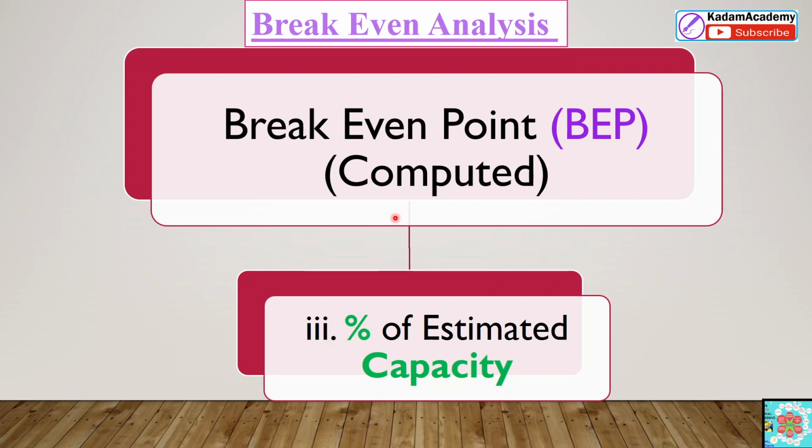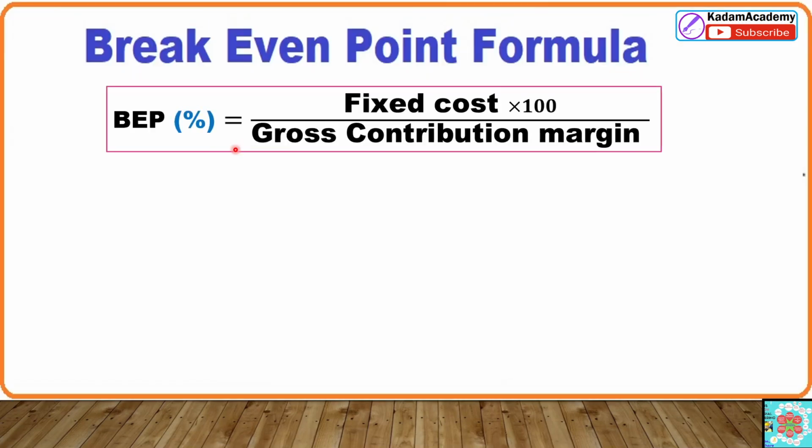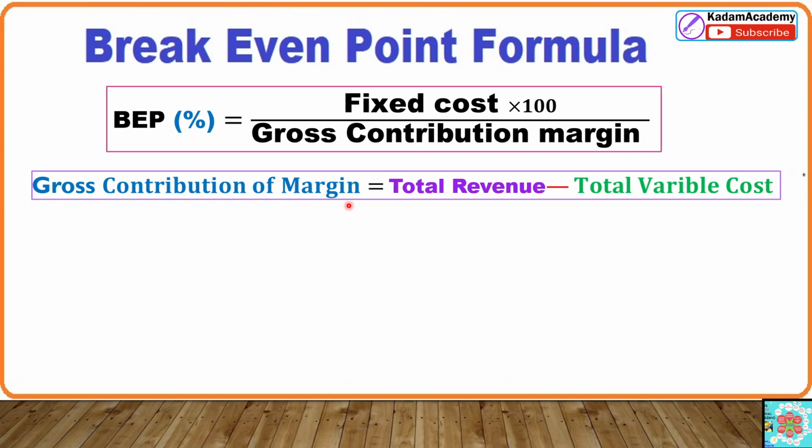So next, third point, the BEP computed in terms of the percentage of estimated capacity. We can find this out by using this formula: BEP in percentage is the fixed cost into 100 upon gross contribution margin. So what is gross contribution margin? Gross contribution margin is total revenue generated minus total variable cost. It's not per unit cost, it's the total variable cost which is subtracted from the total revenue.